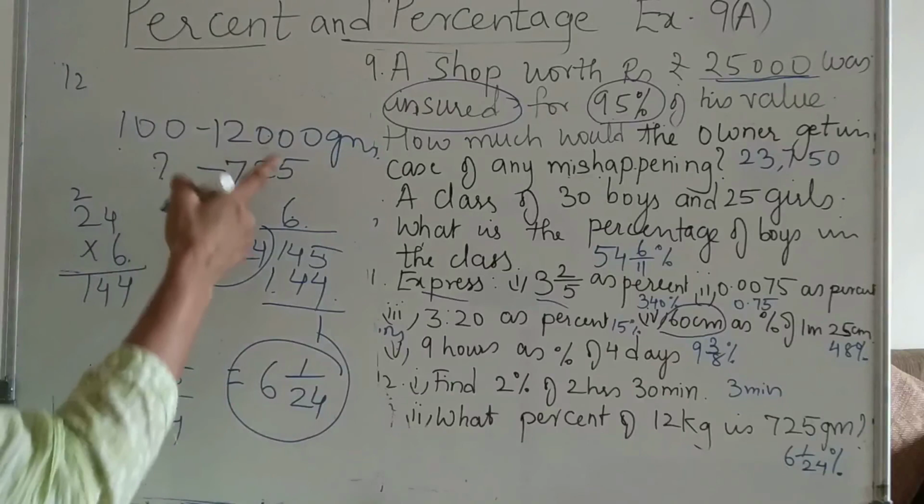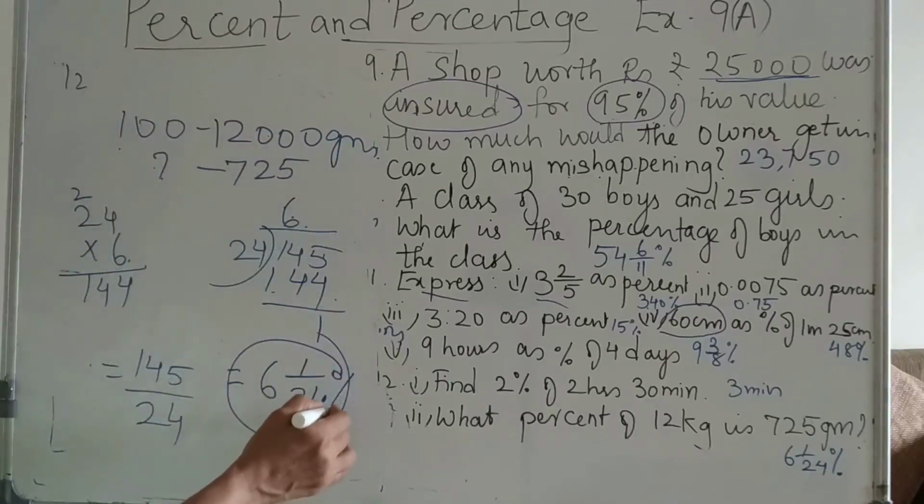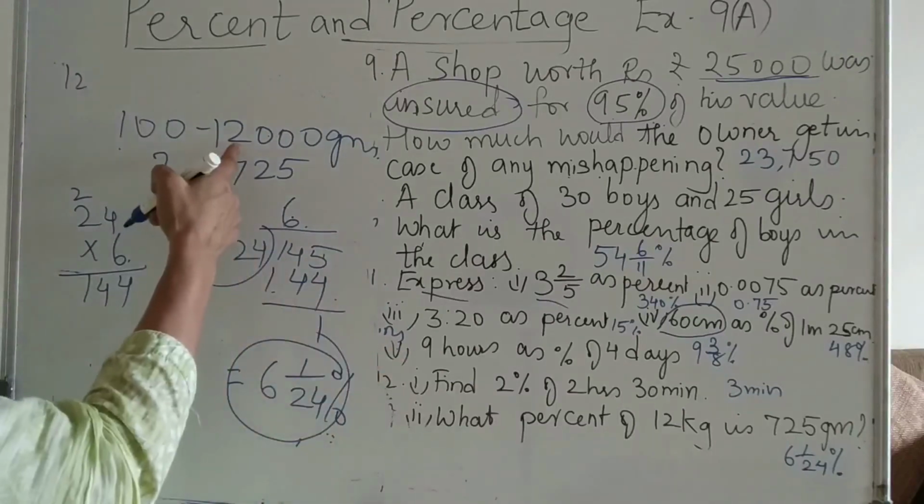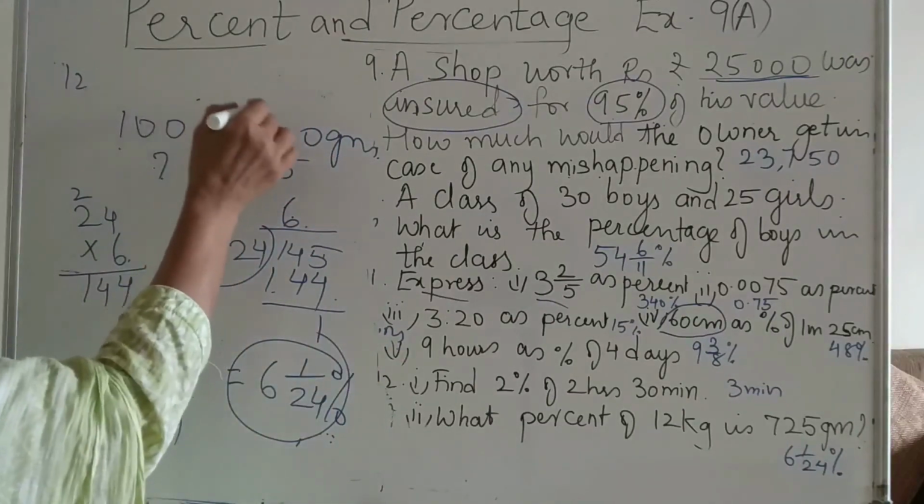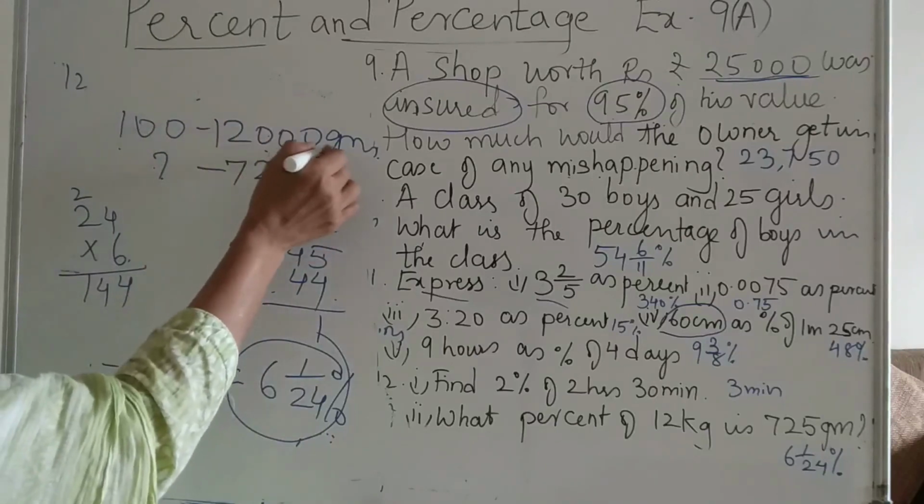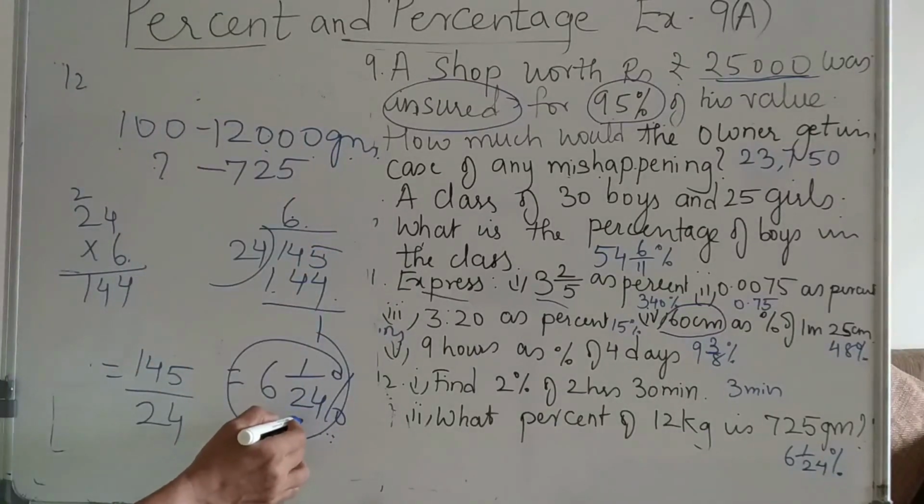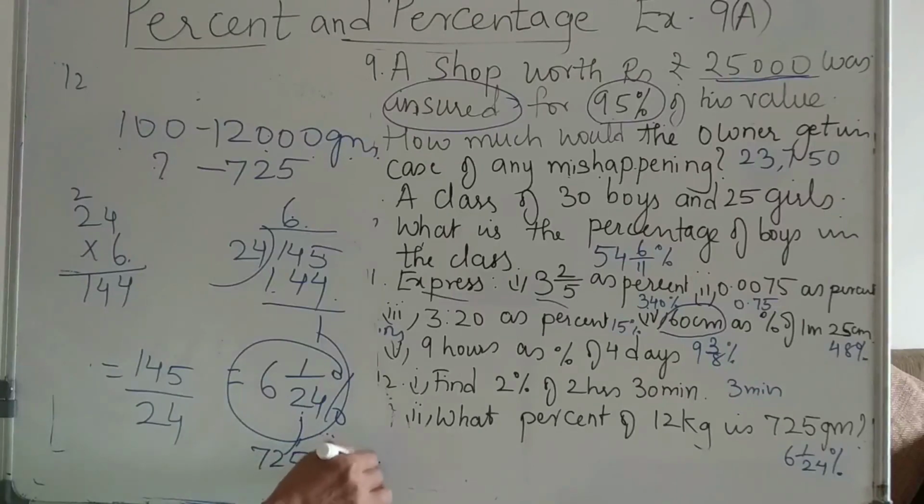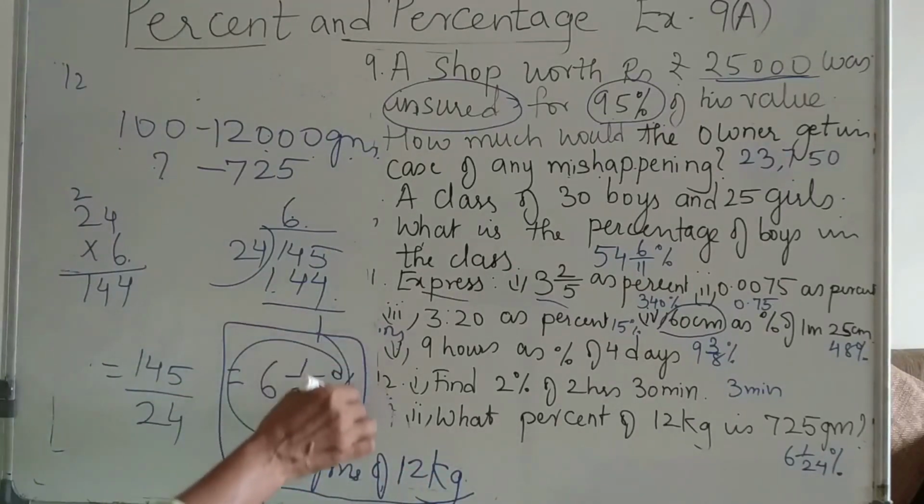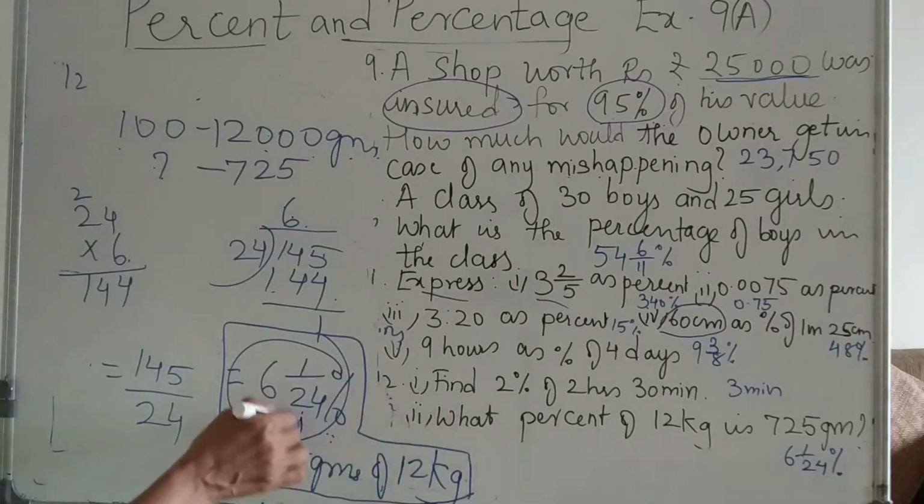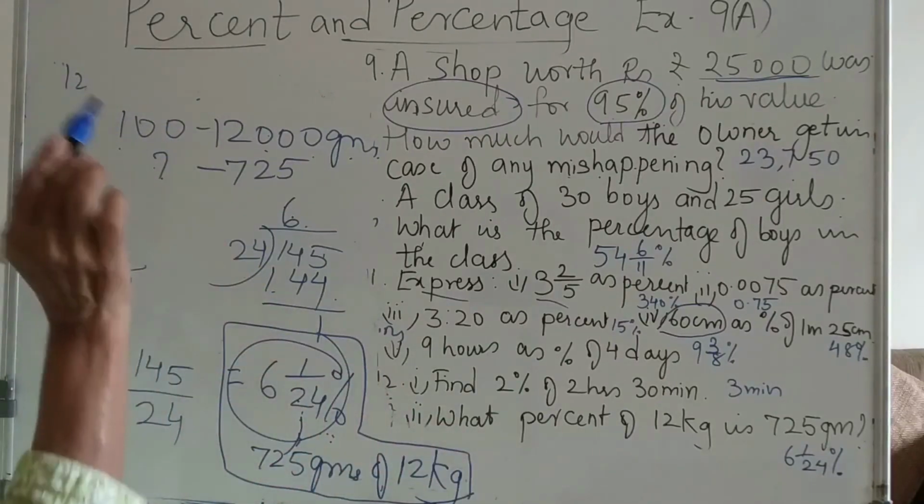What is the percentage? This many percentage. So this many percentage is of 12 kg, which you converted into grams by multiplying 1000. So this many percentage is the 725 grams of 12 kg. So in 12 kg, 725 gram is 6 1 by 24%. So this is the answer.